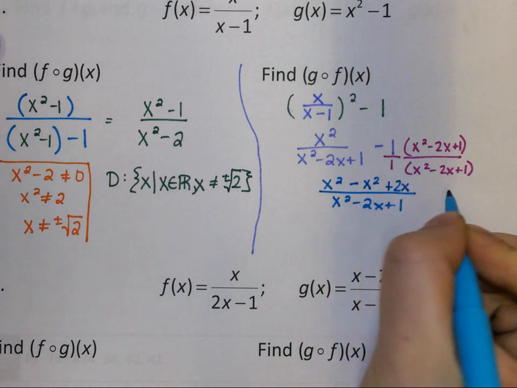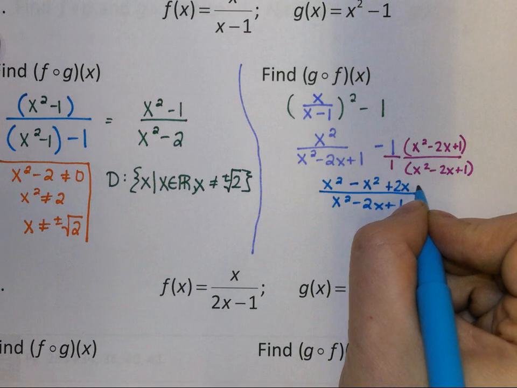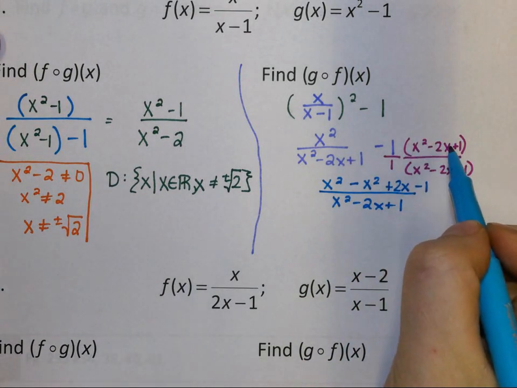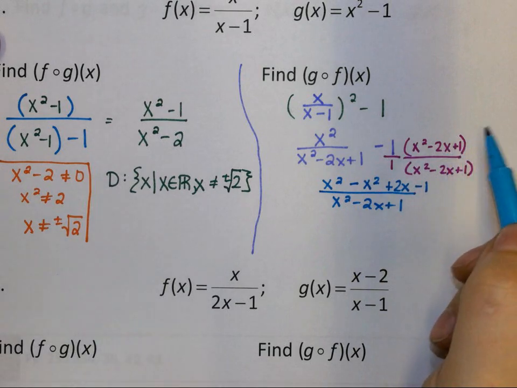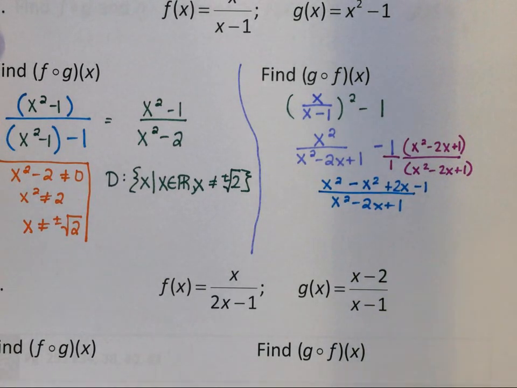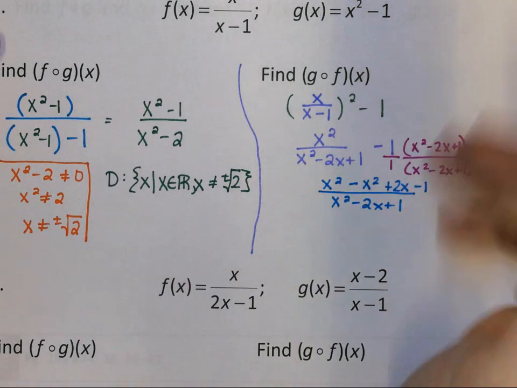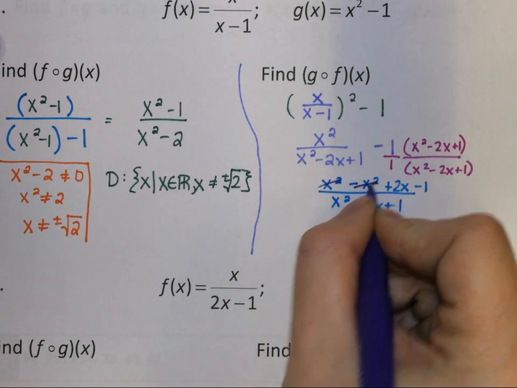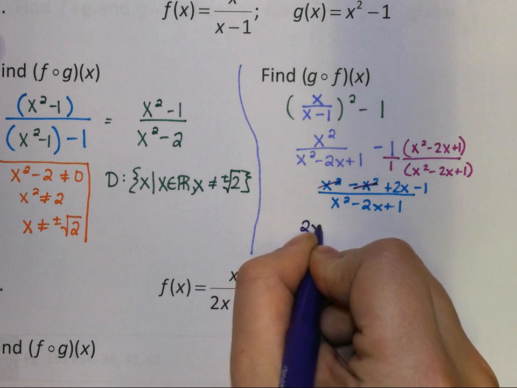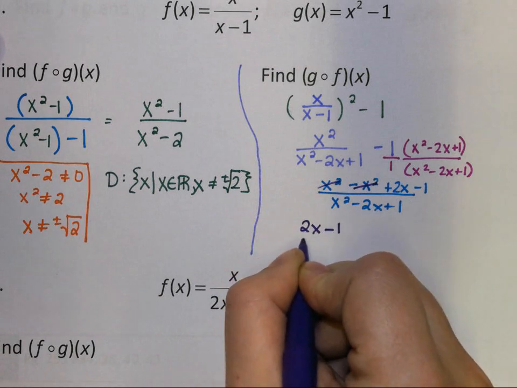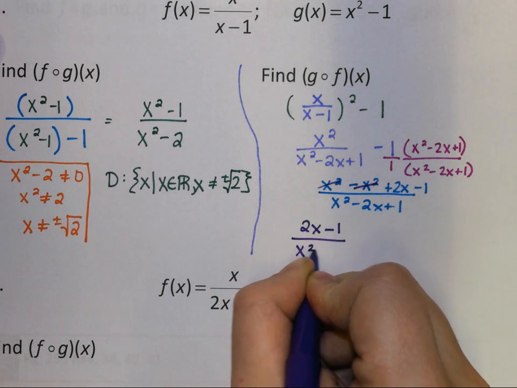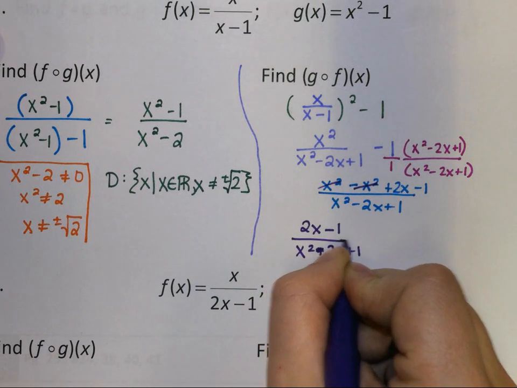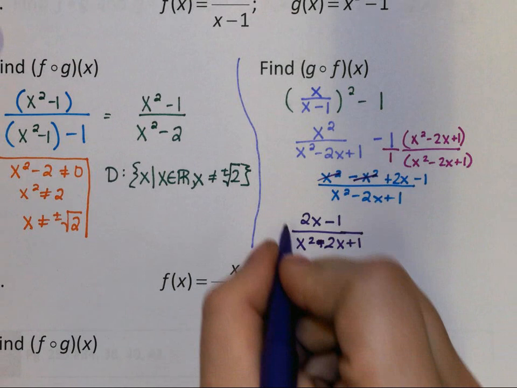Negative x squared plus 2x minus 1. You have to distribute that negative to each of those pieces. Be very careful. Those little things are not difficult, but it's so easy to make a mistake. So that means these two cancel each other out. I will have 2x minus 1 over x squared, minus 2x plus 1. That is my g of f.